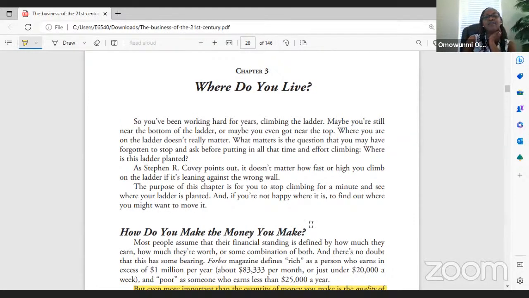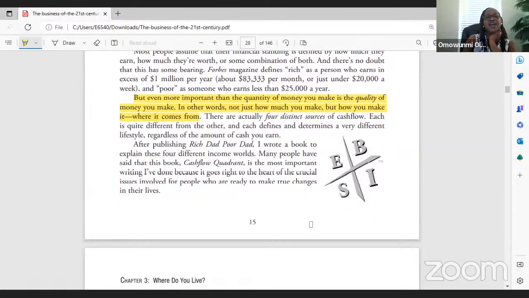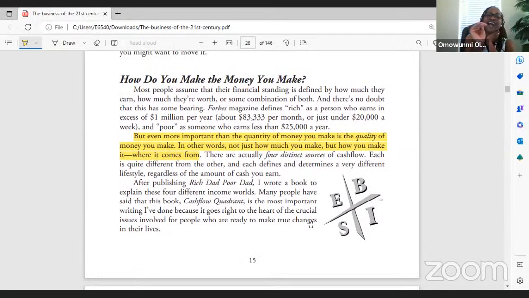All right. So the main thing is right here. I love this. What is it called? The definition of rich. I don't know if any of us have heard that before. How does Forbes magazine define rich? A person who earns in excess of $1 million per year. I would like to know what year they did this, because inflation is all over the place now, right?